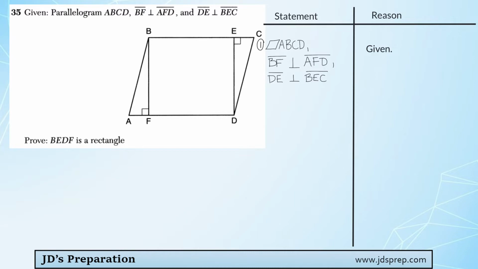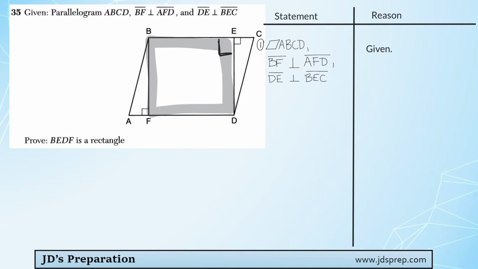BEDF, this guy right here, I want to prove that that's a parallelogram. Why is that helpful? Well, once we've shown that BEDF is a parallelogram, by combining that with the fact that we know this here is a right angle, then we can conclude that BEDF is a rectangle. So first, how do we get to the point where we can conclude that BEDF is a parallelogram?